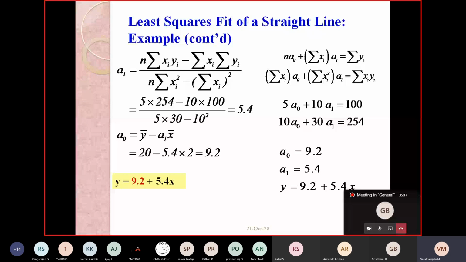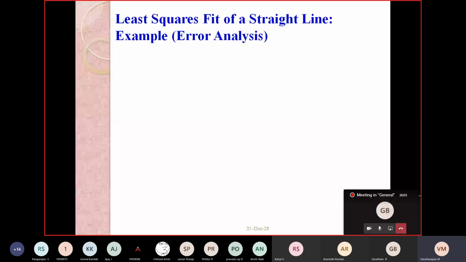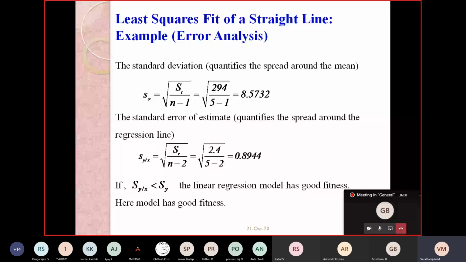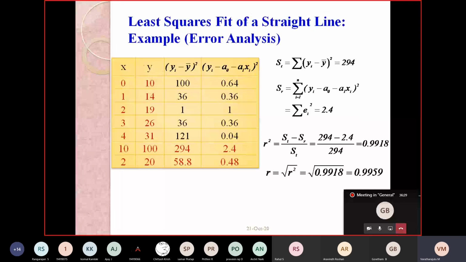And error analysis. See the error analysis: ST, SR, and R square, and R, and the standard deviation. And please remember this ST and SR. If our SYX is less than SY, the linear regression model has good fitness. And please remember this information. This is mandatory because this is error analysis. We are concerned about the reduction of the error. Therefore, please visit that this is ST, the equation of yi minus y bar the whole square.